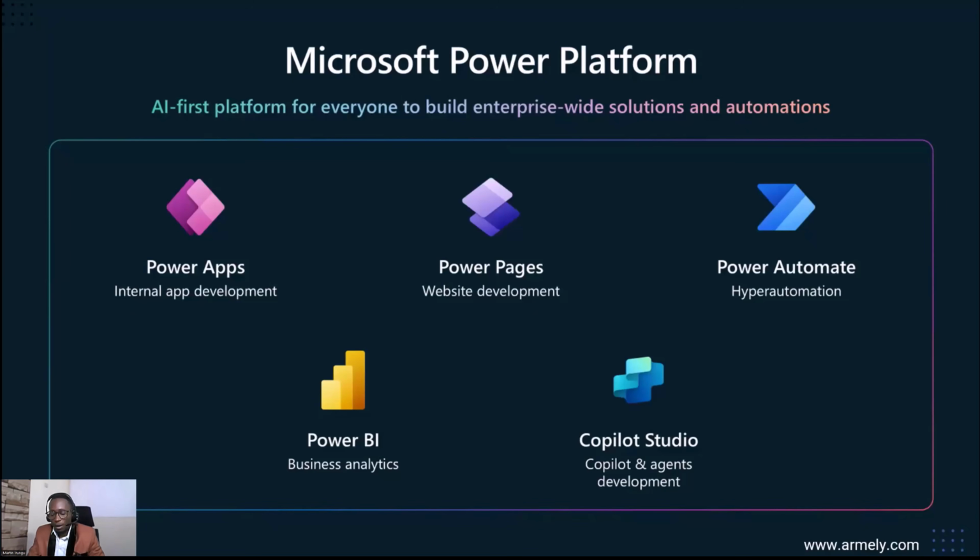So before we get to the demo, one of the tools that we can use for RPA is Power Automate Desktop. And Power Automate is part of the larger Microsoft Power Platform, which is an AI-first platform for everyone to build enterprise-wide solutions and automations. And within Power Platform, we have these five major ones. We have Power Apps, which is an internal app development application that can connect to different databases, including Dataverse, SQL Server, SharePoint.